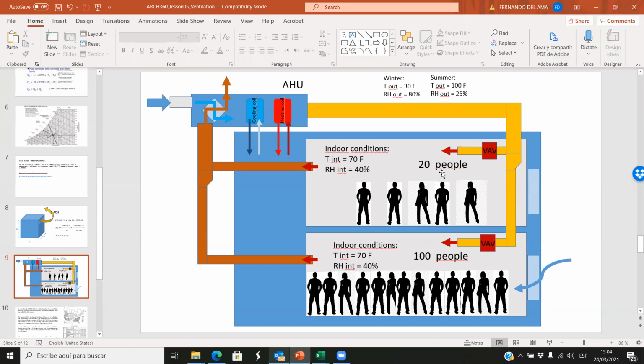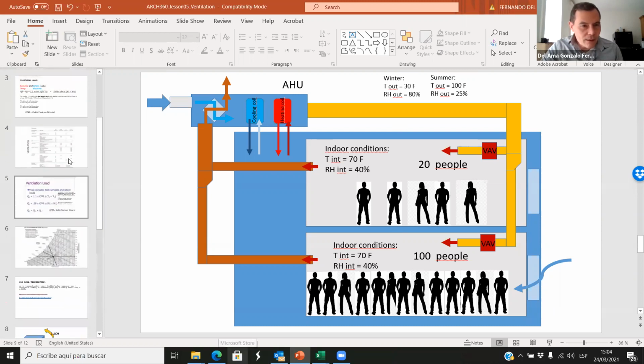Wait, no, I'm not sure actually. Well, try make a wild guess. I was gonna say 1 CFM per person. 1 CFM per person. No, try again. 20 is good, but try again. Is it 20 per person? Yes, 20 per person. So it's 20 CFM per person.